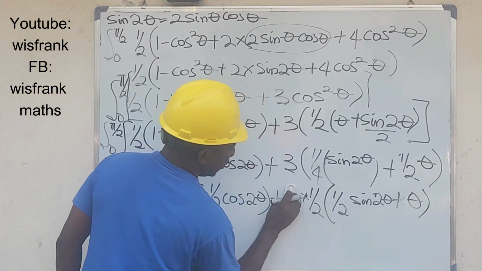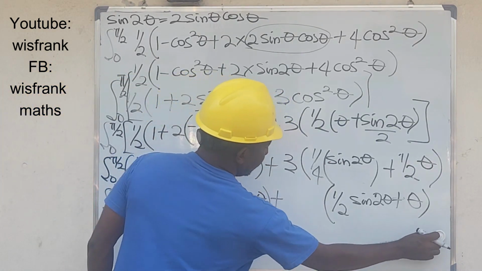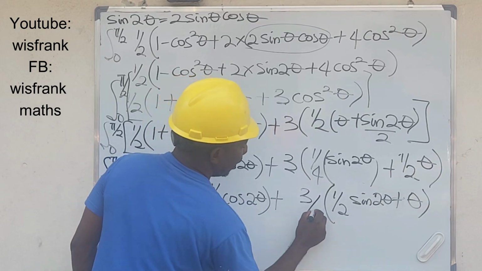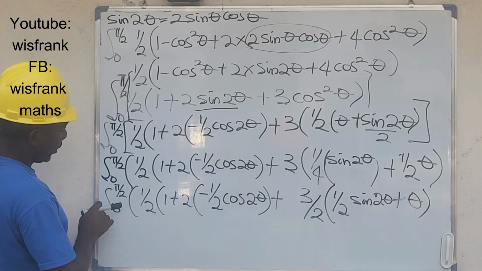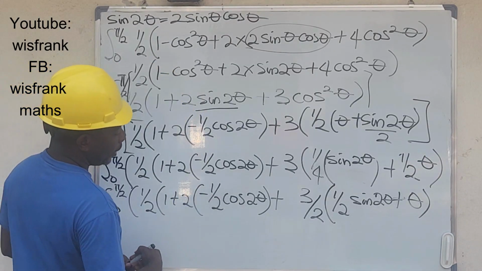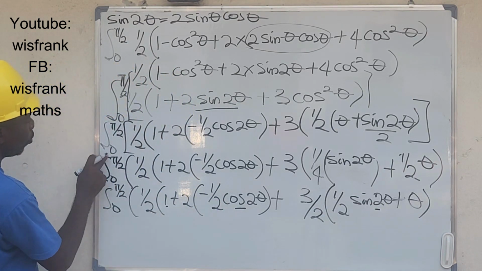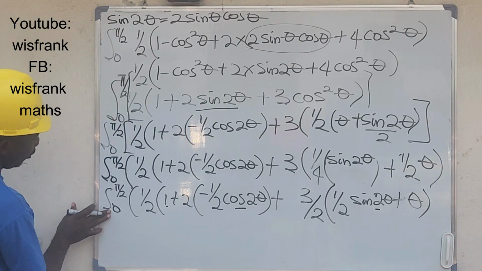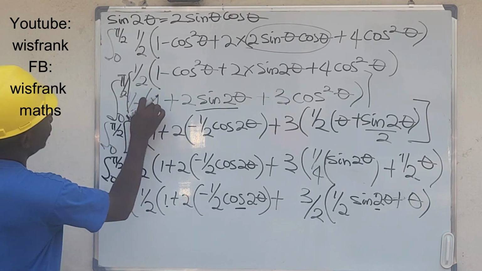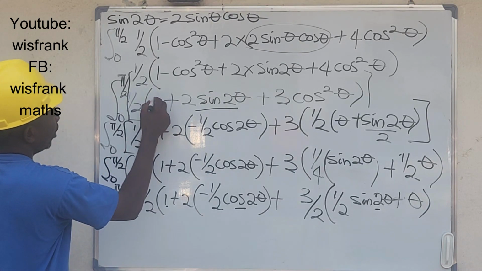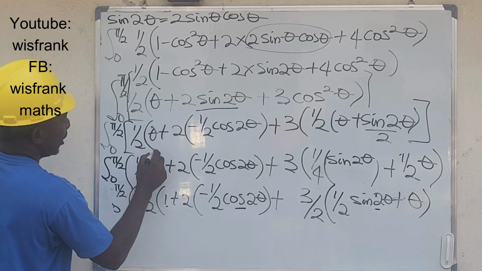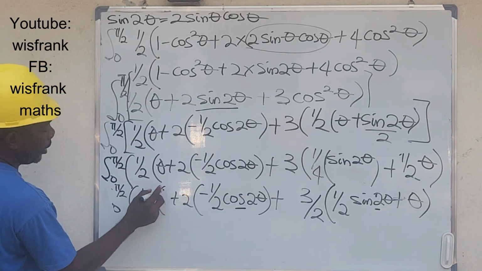Let's quickly do this. This 3 times 1 all over 2 is the same thing as 3 all over 2. So we get this. We still have the integral here, but we've integrated this. The only thing we've not integrated is this one. So what we need to do is to remove this. From here, integrating 1 is theta. Here will be theta, here will be theta, and here will be theta.